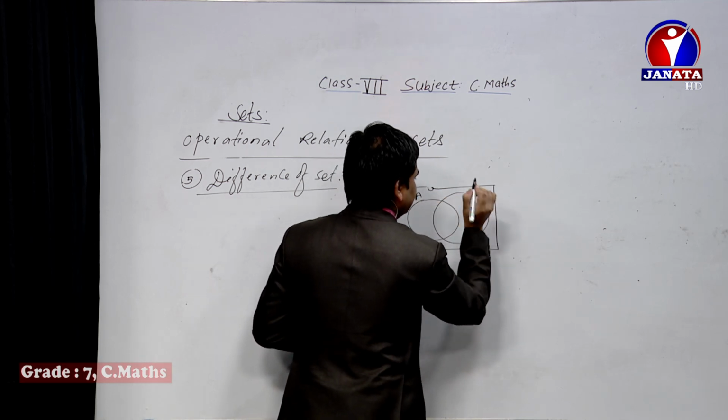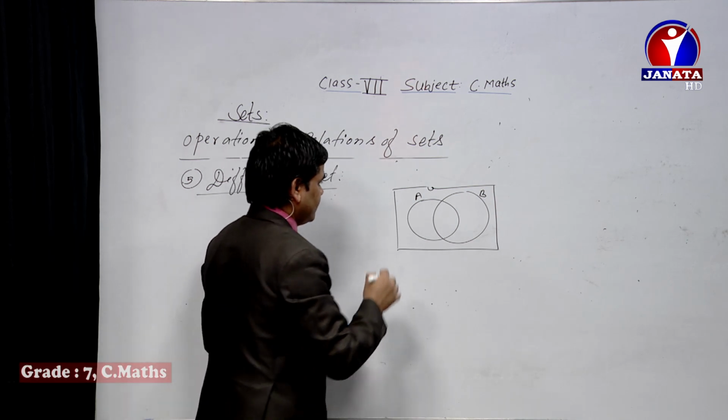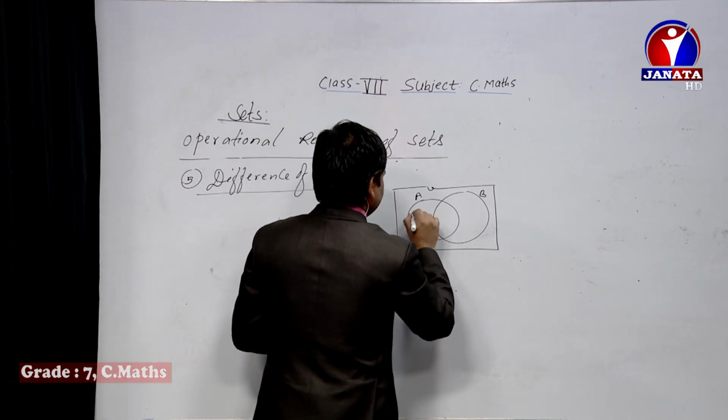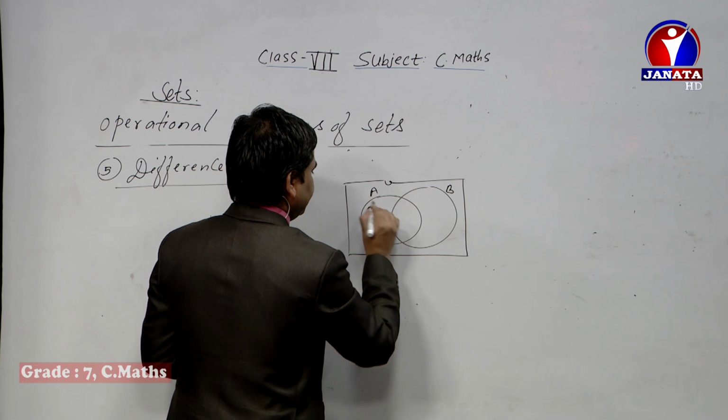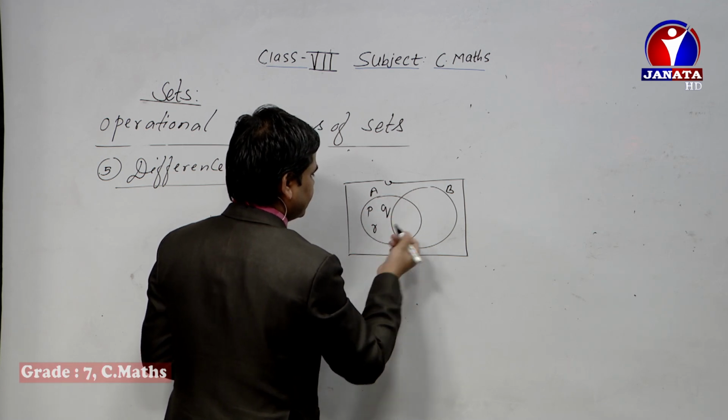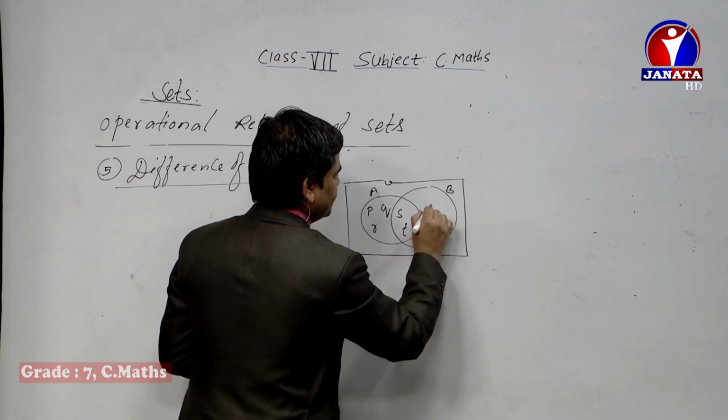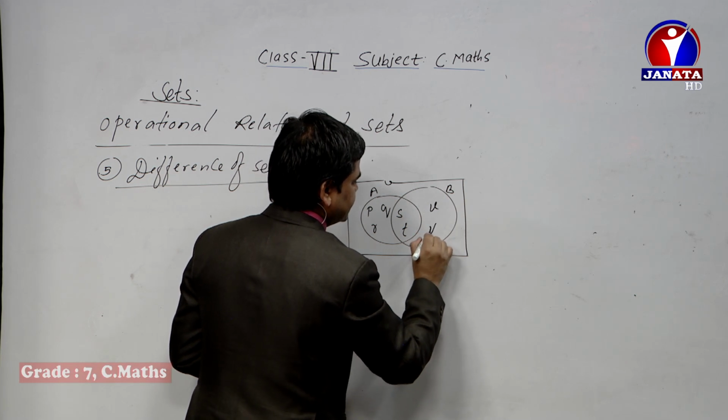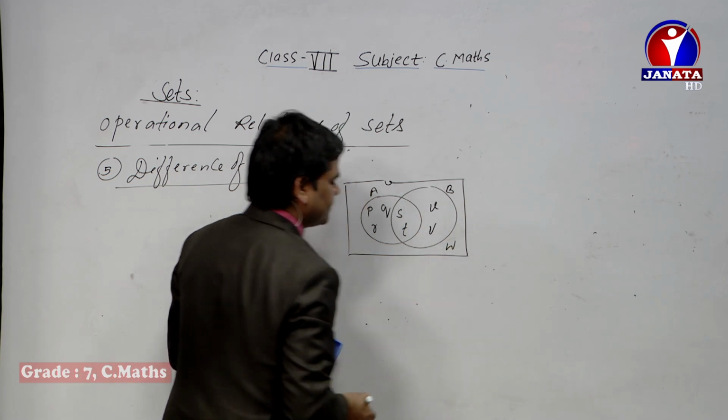Set A, set B. Here is P, Q, R, here is S, here is T, here is U, here is V, okay, this is B, and here is W, okay, W.